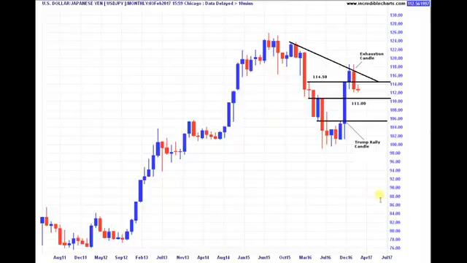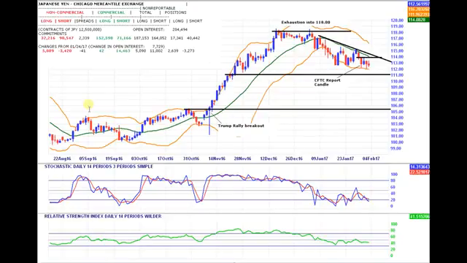Now let's move to the daily chart. Daily chart now of USD JPY. What I'm going to do is go through the chart in a moment and where I think price action might go. But before we do that, let's have a look at the latest CFTC Net Traders positions.